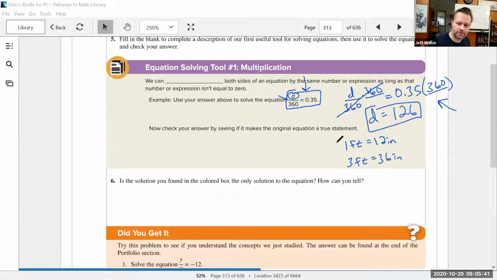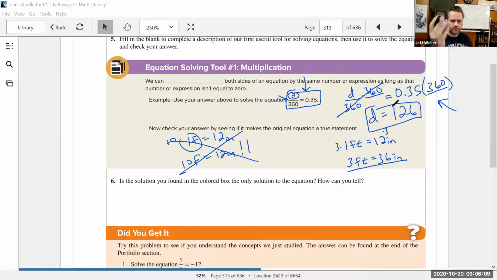If I multiply both sides by 3, then I get an equation that's still true. That's the whole idea of doing the same thing to both sides. If I knew that 1 foot equaled 12 inches and I multiply only this side by 10, I get 10 feet equals 12 inches. That's not true. So whatever I do to one side, I must immediately do to the other side also, so it stays true.